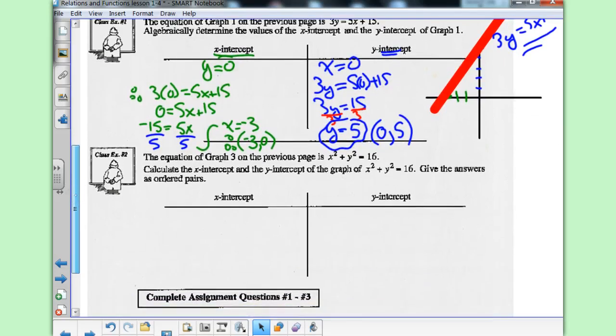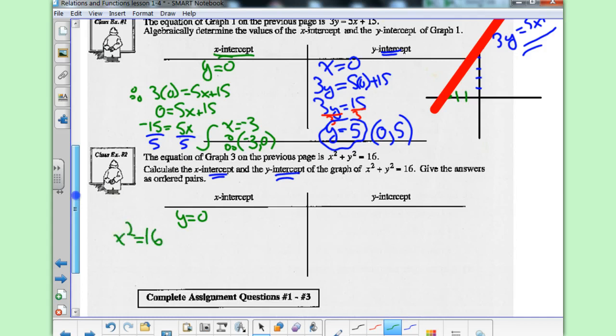The equation for graph 3 on the previous page was x squared plus y squared equals 16. So you already saw a picture of it, but now let's pretend we haven't seen it. If all I had was the equation and I didn't know the picture, I use the properties of x and y intercepts, and that's what's really cool. For an x-intercept, y equals 0. And that means that if y equals 0, I get x squared is equal to 16.